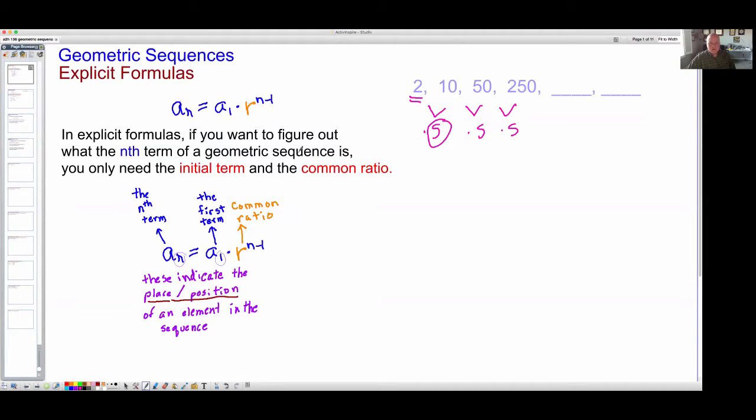So the way that you would write this explicit formula to get the nth term, the nth term would be my starting value, 2, times 5 to the n minus 1. You do the n minus 1 because this is my first term, and I haven't multiplied by 5 yet. So n minus 1 would make this 5 to the 0 power, which is 1. So 2 times 1 is 2, and that's my first number. So that's why it's n minus 1. Okay.